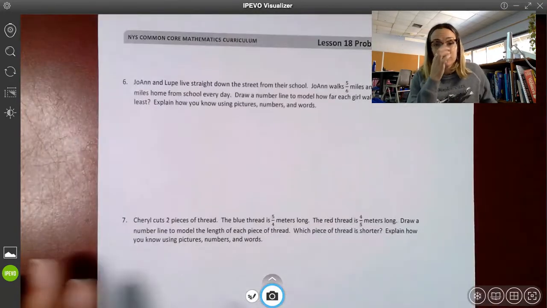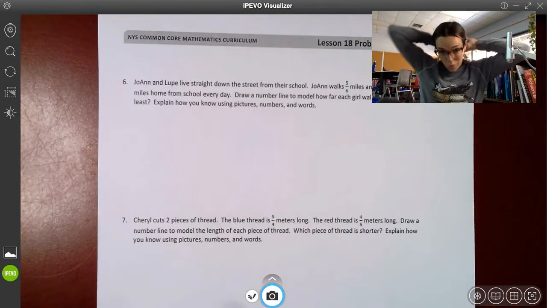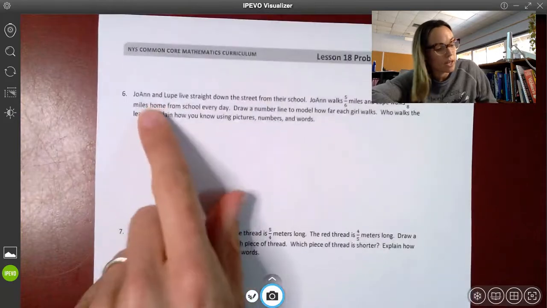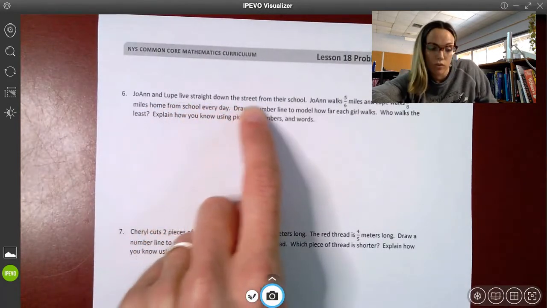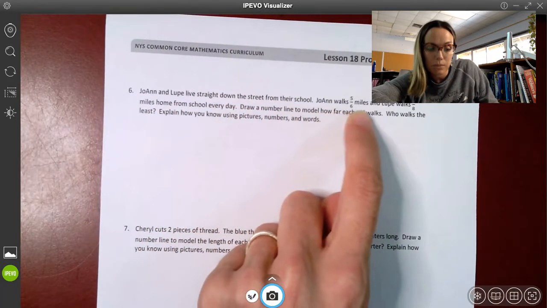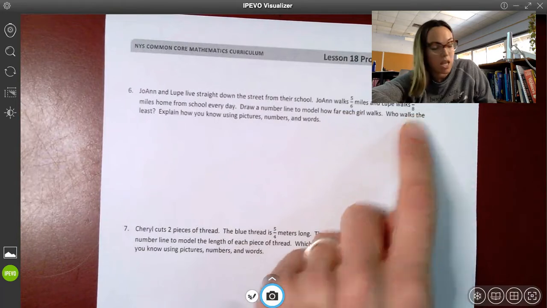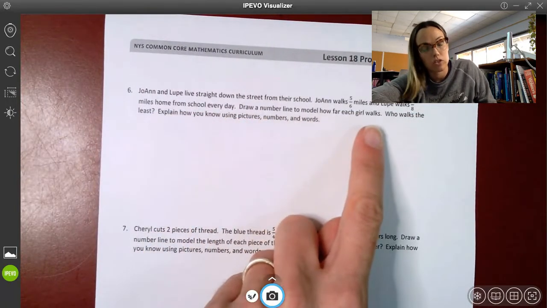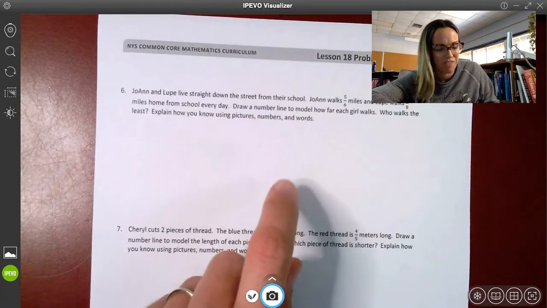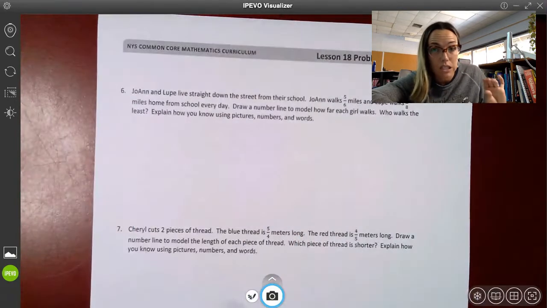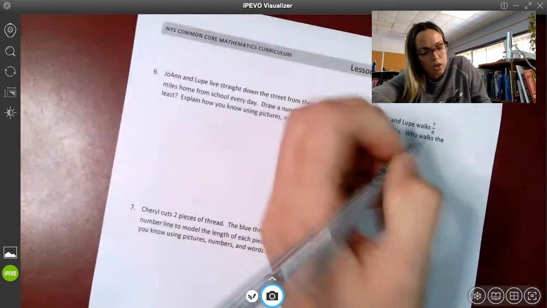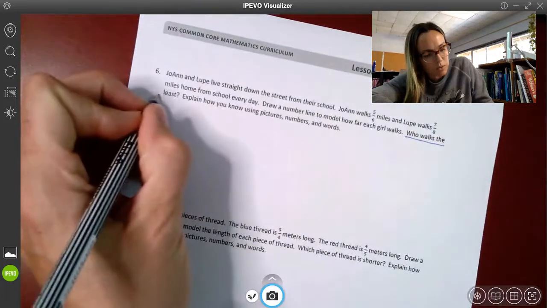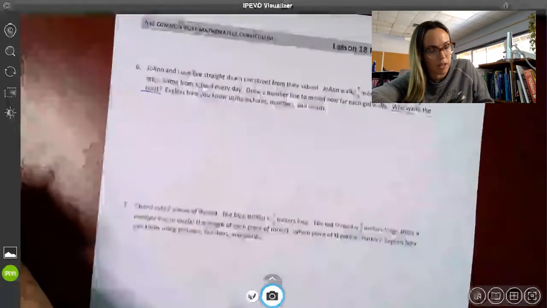All right, the last thing we're going to do here is figure out how this works with a word problem. So Joanne and Lupe live straight down the street from their school. Joanne walks 5/6 miles and Lupe walks 7/8 miles home from school every day. Draw a number line to model how far each girl walks. Who walks the least? The least. That feels important. Who walks the least? That's what we're trying to figure out. And explain how you know.